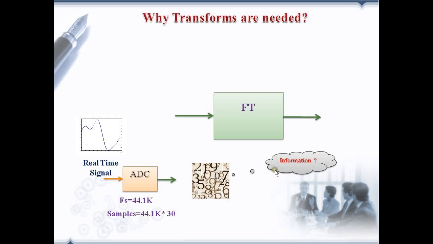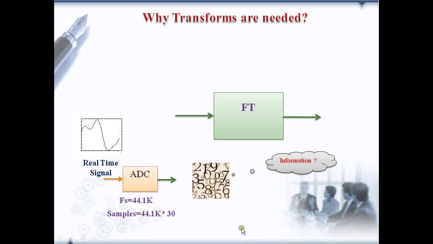What information can we get from these samples? What useful information can we infer from these samples? If we want to process the signal further, we need some useful information. Based on that information, we are going to decide what we should do further. We know very well that the useful information is nothing but the frequency components present in the signal. Any real-time signal is a combination, or addition, of so many sinusoidal components. We have to get this useful information. Based on this information only, we are going to decide what to do next.